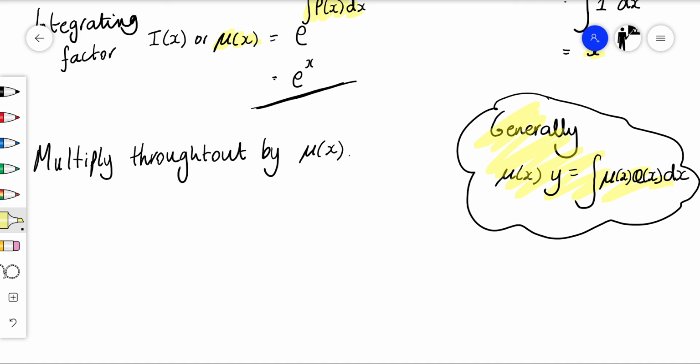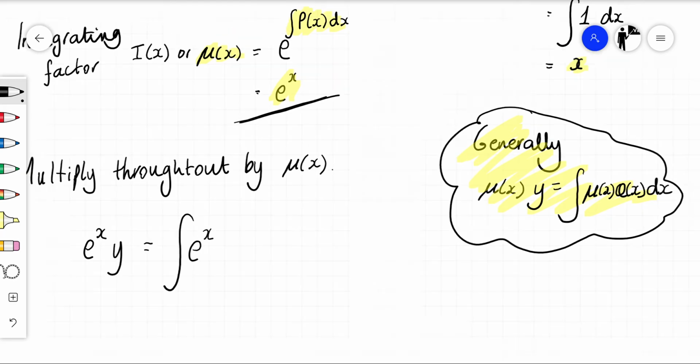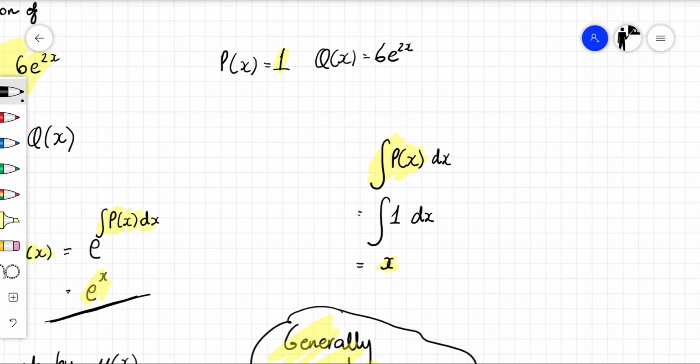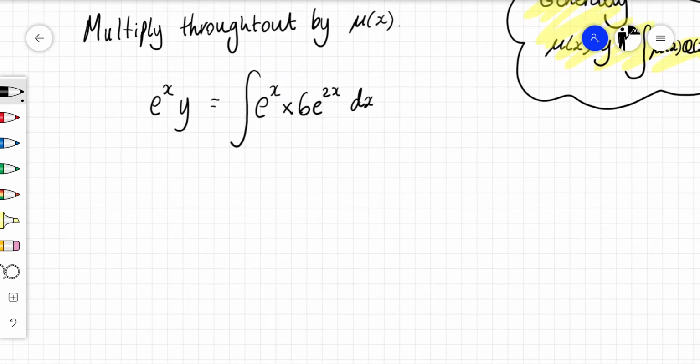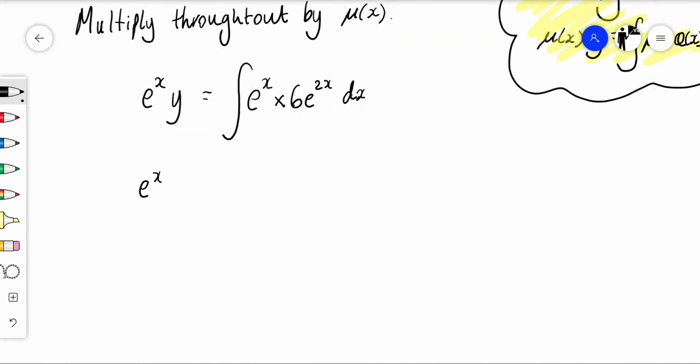So my integrating factor is e to the power x, so that's going to become e to the power x times y is equal to the integral of e to the power x times q of x. And remember up here we said that q of x was 6e to the 2x, with respect to x. So e to the x y, I'm just going to simplify the integrand, so that's going to be the integral of 6e to the 3x with respect to x.